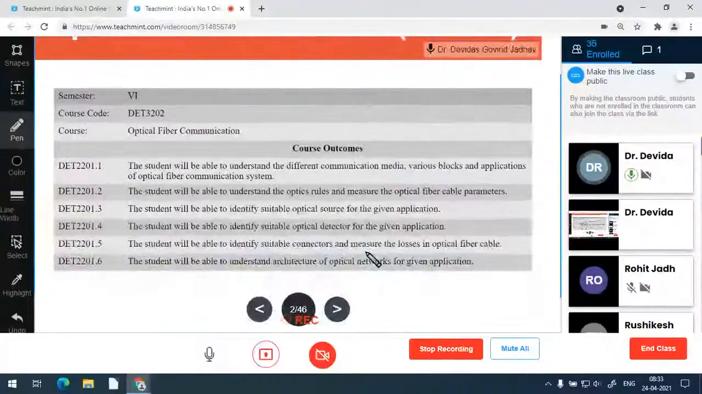Course outcomes: the students will be able to understand the different communication media, various blocks and applications of optical fiber communication system. The students will be able to understand the optics rules and measure the optical fiber cable parameters. The students will be able to identify a suitable optical source for a given application. The students will be able to identify a suitable optical detector for the given application. The students will be able to identify suitable connectors and measure the losses in the optical fiber cable. The students will be able to understand the architecture of optical networks for given applications.